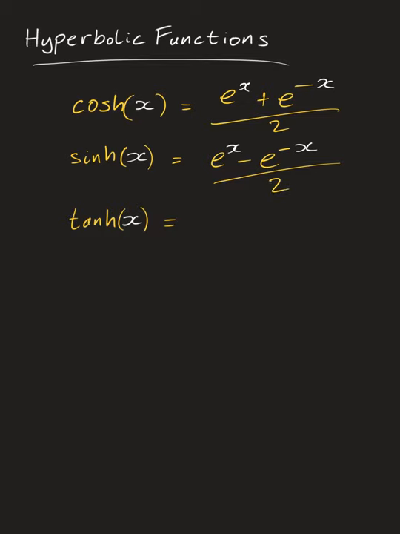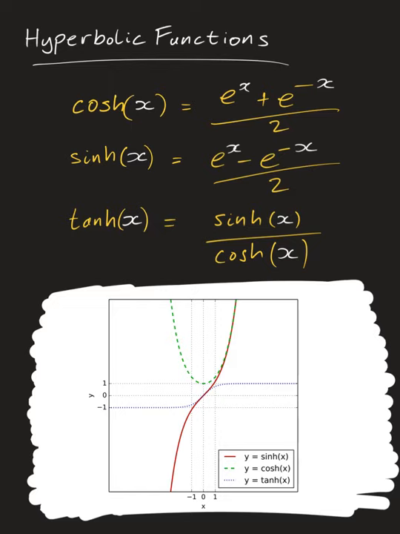And hyperbolic tan is going to be defined similarly to regular tan, in that it's going to be hyperbolic sine of x divided by hyperbolic cosine of x. So this is similar to the way we define regular tan as sine divided by cos. Hyperbolic tan is hyperbolic sine divided by hyperbolic cos. So there's a quick plot of those three functions with cosh in green, sinh in red, and tanch in blue.